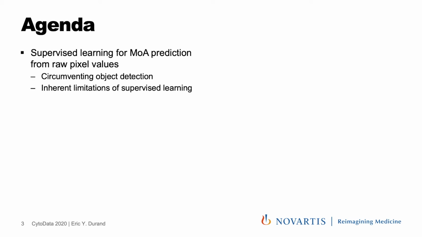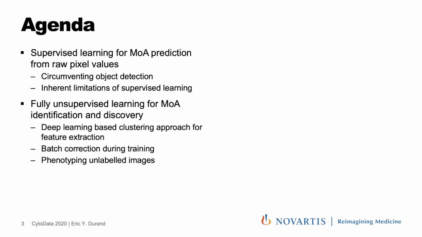And so today I want to start by describing actually a supervised learning method for mode of action prediction from raw pixel values that is quite central to our methods. And that has the advantage of circumventing the need for object detection. But then I want to spend a couple minutes on talking about inherent limitations of supervised learning for mode of action prediction.